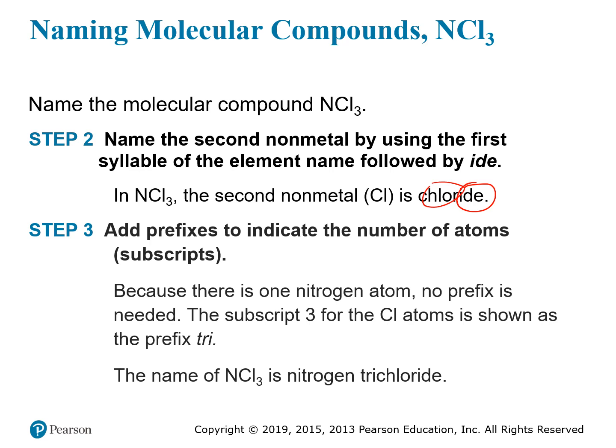And then there are 3 chlorine atoms, and so the subscript 3 means there's 3 chlorine atoms, and that corresponds to the prefix tri, right? Like a tricycle has 3 wheels. So the name of this compound, NCl3, is nitrogen trichloride, meaning nitrogen and 3 chlorines.